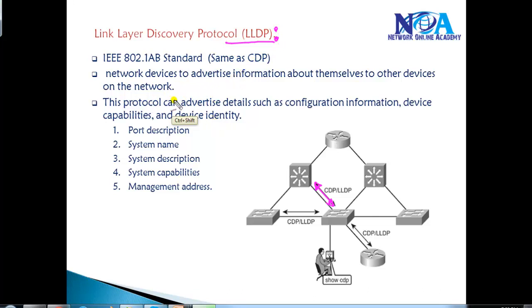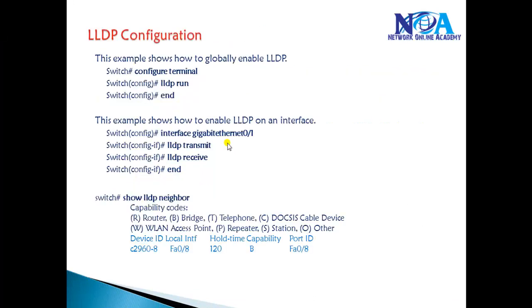It allows network devices to advertise their information to the neighbor devices, and this protocol can advertise details such as configuration information, device capabilities, port description, the name, description, capabilities, and IP addresses, whatever is configured, and then the identity as well. Now let us see the configuration.